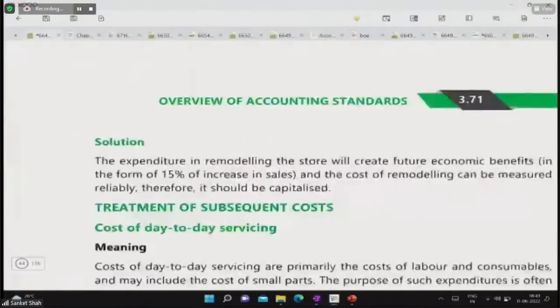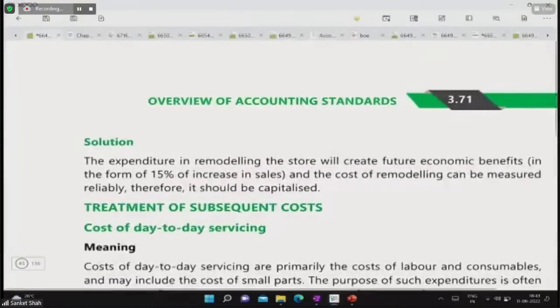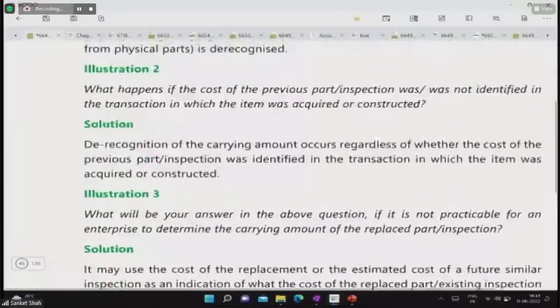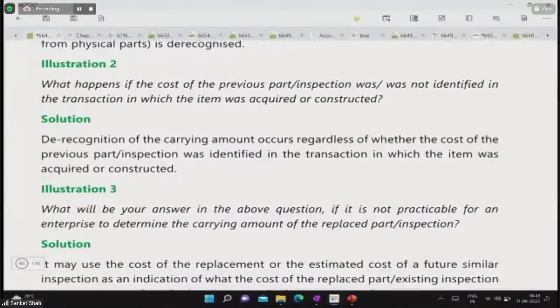Example number 2, sir. Illustration number 2. There are 15 illustrations, beta, total 15 or 16. Previous cost was unidentified. So this is compulsory, beta. Derecognition.